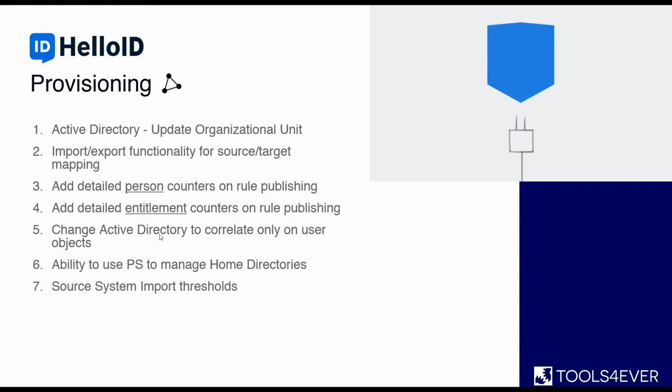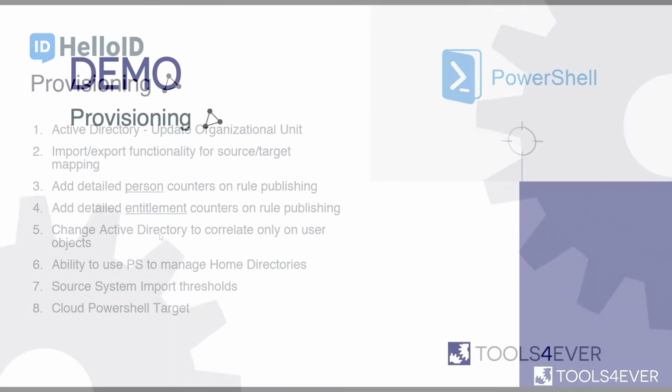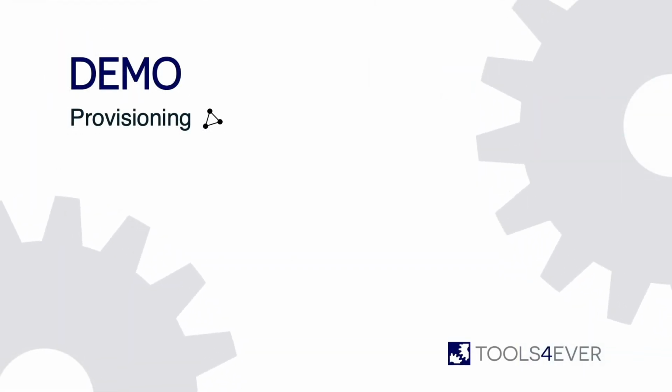You can now set thresholds in the import system. This was already available for the target systems, but now for the import side as well. And lastly, a big change. We now have cloud PowerShell target connectors, and you don't need an agent anymore to make changes in a target system via the PowerShell. Now you can completely use the PowerShell provisioning in the cloud. Okay, let's demo these new functionalities.